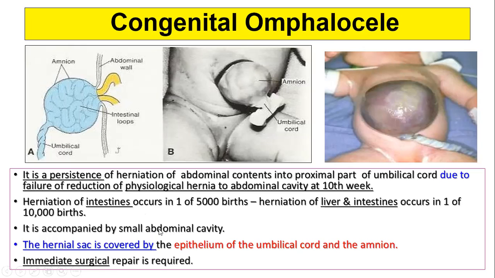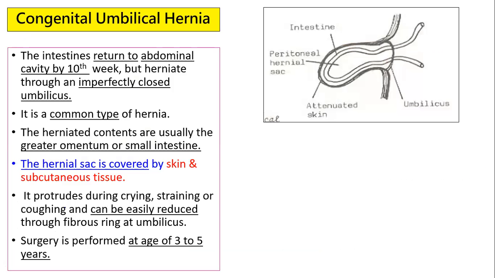The hernial sac is covered by epithelium of the umbilical cord and the amnion, as we have seen. Here you can see it is covered by amnion, and you can also see the umbilical cord. Immediate surgical repair is required. Such births with congenital omphalocele need immediate correction, immediate surgical repair, after the birth of the newborn.